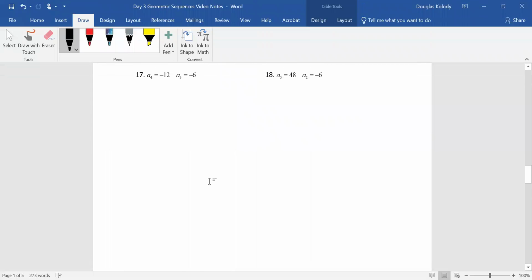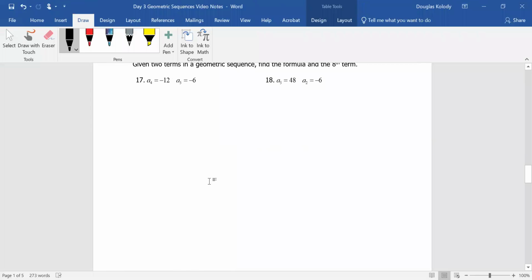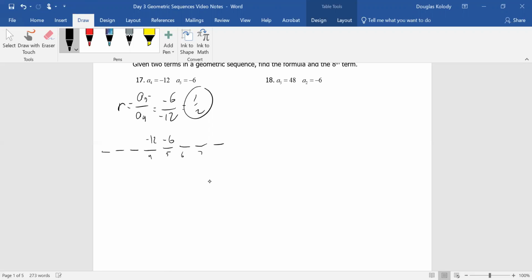I know the 5th term is negative 6. I know the 4th term is negative 12. So r could be the 5th term divided by the 4th term. That's negative 6 divided by negative 12, and that's positive 1/2. Now I know to get each successive term, just cut it in half. I'm trying to find the 8th term. I know that the 4th term is negative 12. I know that the 5th term is negative 6, and I'm trying to get the 6th, 7th, 8th term.